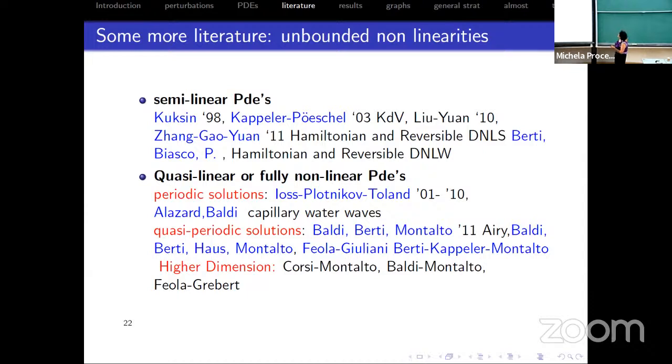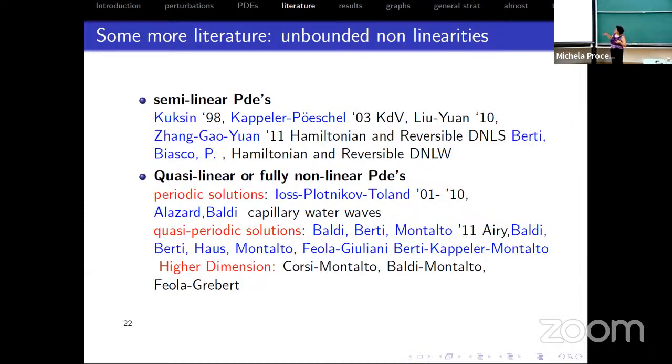And here, again, I mentioned some names, but what I would like to point out is that there were pretty recent advances in the field because people were able to deal with fully nonlinear PDEs. So as many derivatives in the nonlinearity as in the linear term, which means, apart from the pleasure of being able to do that, that you're able to tackle more realistic models, for instance the equations of water waves. And there is this paper here, Baldi, Berti, Haus, Montalto, which proved the existence of quasi-periodic solutions for the water waves. And there was a series of other works that led to that.